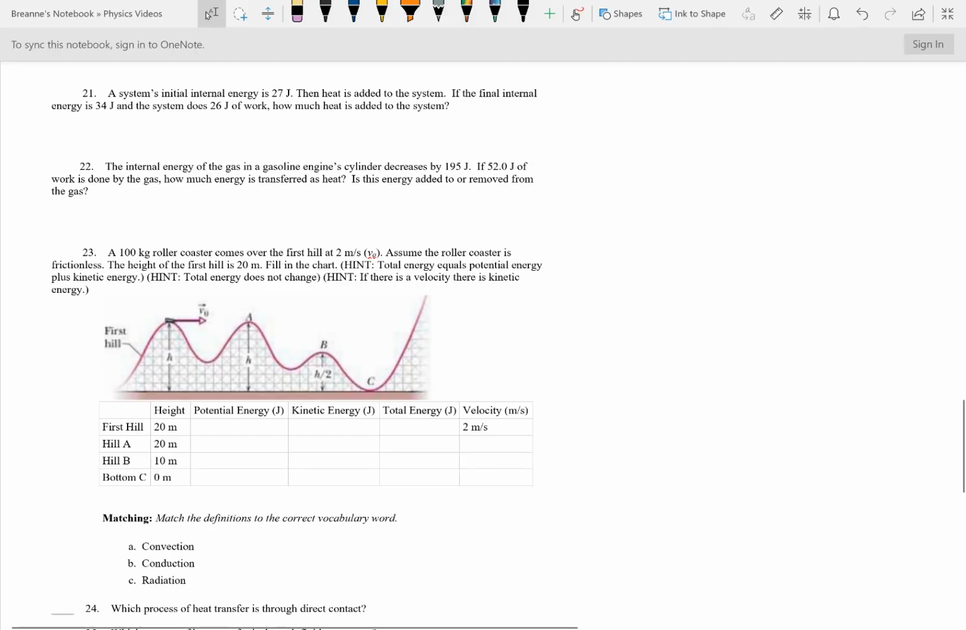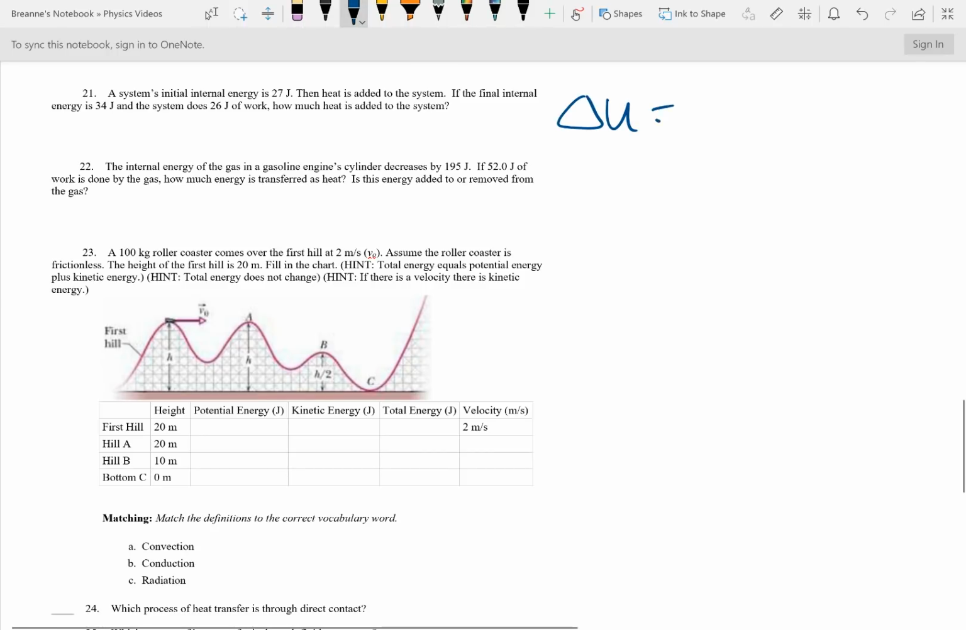21. A system's initial internal energy is 27 joules. Then heat is added to the system. If the final thermal energy is 34 joules and the system does 26 joules of work, how much heat is added to the system? So now we're dealing with your internal energy.